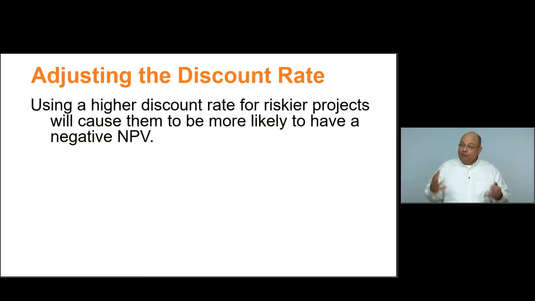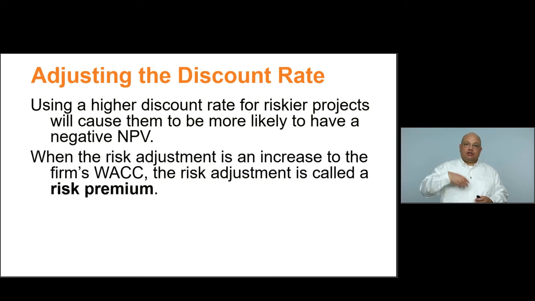And so if there's a lot of risk, we need a lot of return. By using that higher discount rate, that's that required return we have. That's that higher rate of return that we need to justify making the investment that has the greater risk. And so we can increase the discount rate that we're using to make our calculations. When that risk adjustment is an increase to our weighted average cost of capital, that's called a risk premium. We may start with our weighted average cost of capital and then add a risk premium to that.